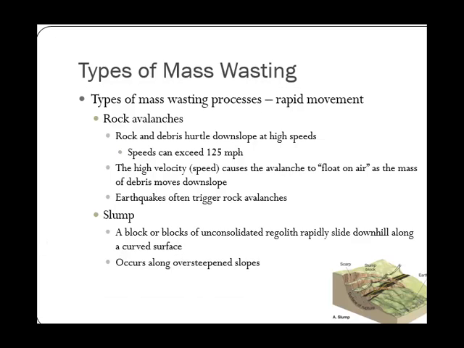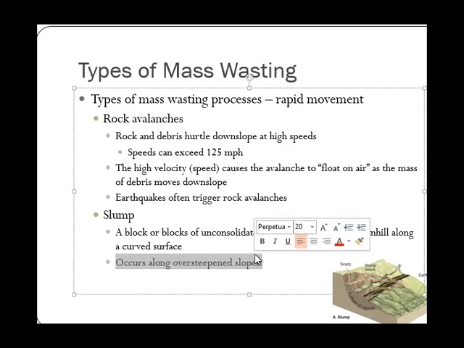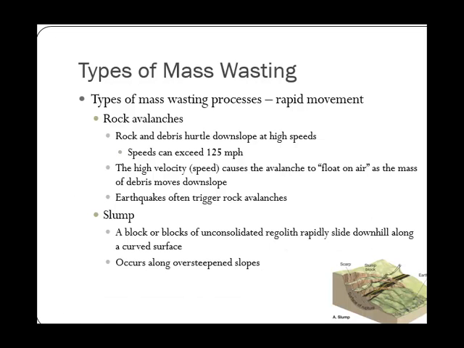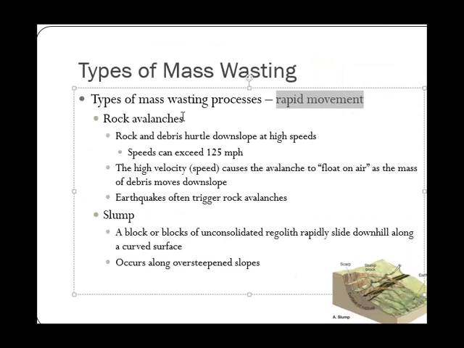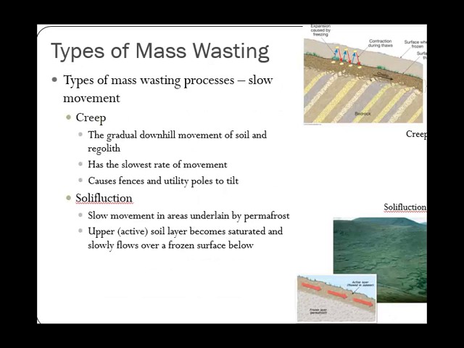You also have slump, which of course is a little bit less dramatic than rock avalanches, but still causes hills to get flattened out. A block or blocks of unconsolidated regolith, again meaning broken up pieces of rock, rapidly slide down the hill along a curved surface. This happens when the slopes are overly steepened, and they kind of have to flatten out in order to stabilize. Not as dramatic as an avalanche, but also pretty quick. Now we're going to get to the ones that are slow. Those were the fast moving ones, rock avalanches and slump. Now we're going to look at the slow processes.